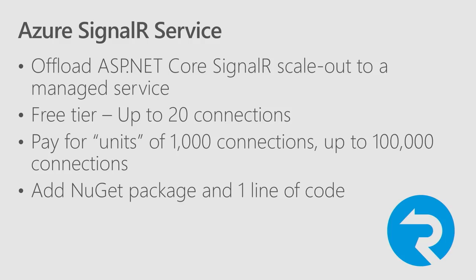There's a free tier in the service. You can get up to 20 connections, and you can pay for more scale if you want, up to 100,000 connections. And in 3.0, we actually improved the experience where you add a package and you add a single line of code to do so. Before it was two, now it's one. So huge improvement. Two is too difficult.